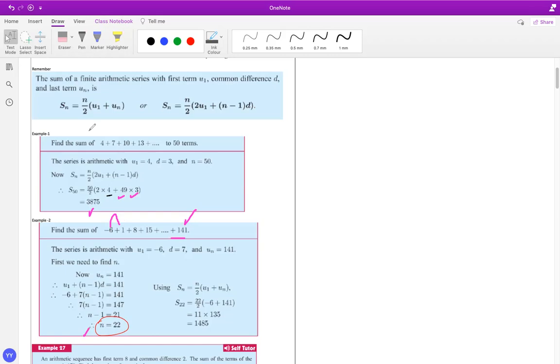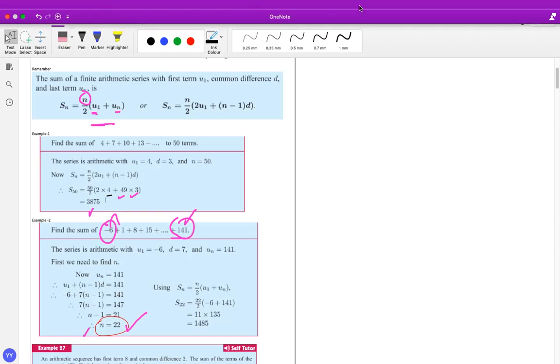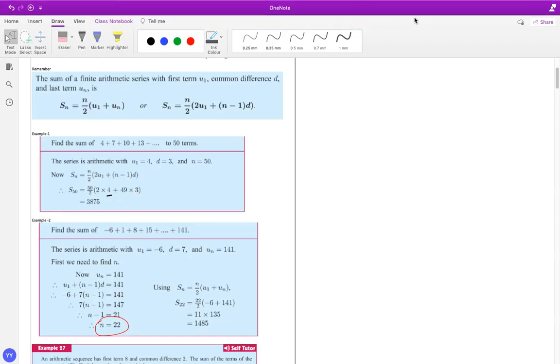Now since we have got the first term, the last term, and how many terms we're adding, you can use the first formula, 22 upon 2, times the first term, -6, plus the last term, 141. So you can use the formulas on different occasions. This is how you do the arithmetic series problems of the basic level. These are some of the standard level questions, and now we will do some problems after this on the higher level.